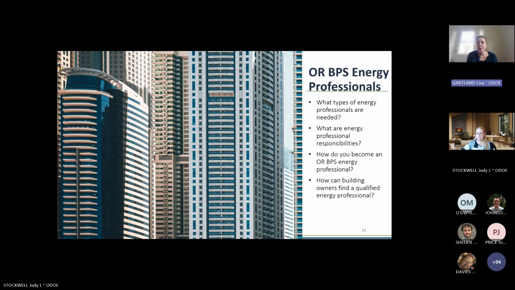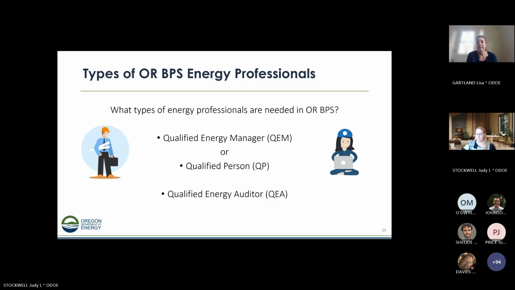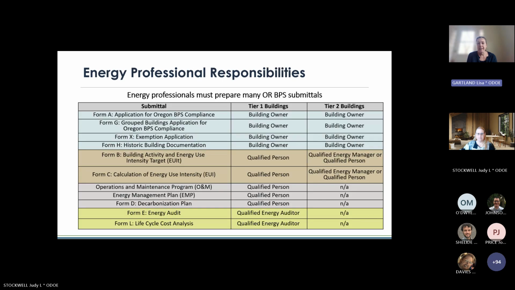So I want to get into what are Oregon energy professionals, what kinds of energy professionals are needed for this program, what are their responsibilities, how can you become an Oregon qualified energy professional, and how can building owners find one of these professionals. Next slide. So we have 3 different types of energy professionals. One is called, I know it's a little confusing, qualified energy manager, QEM, a qualified person, and a qualified energy auditor. So let's go to the next slide to figure out what it is they all are supposed to be doing.